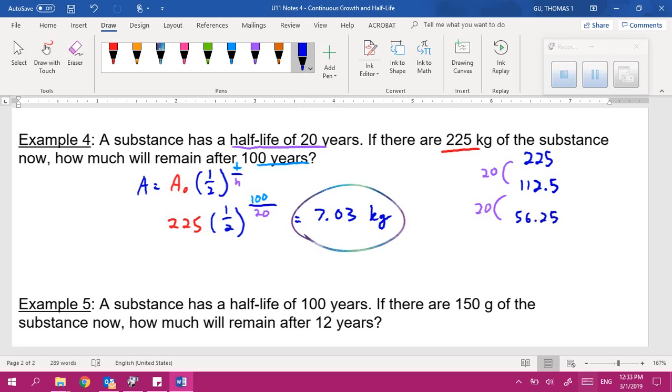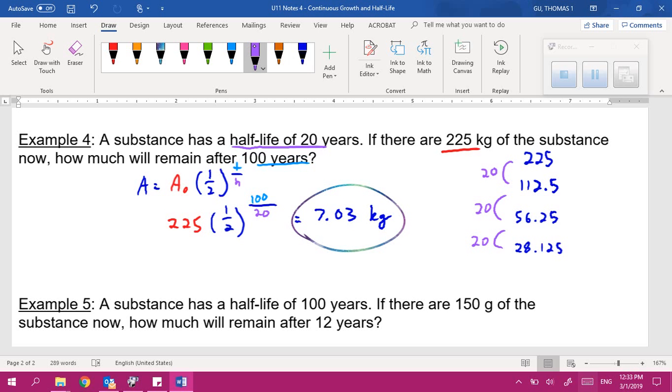56.25, right. But that's only 40 years, so I have to keep going. So let's go another half-life, 20 more years. What's left now? 20, 21. Right, we half the 56.25, we get 28.125. Still not at 100 years, so we're going to go 20 more years.